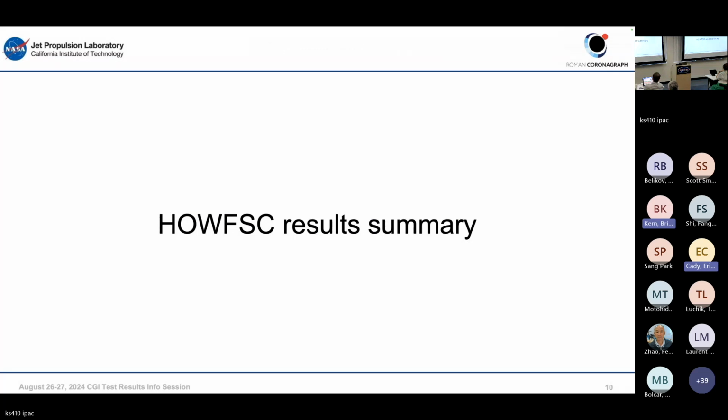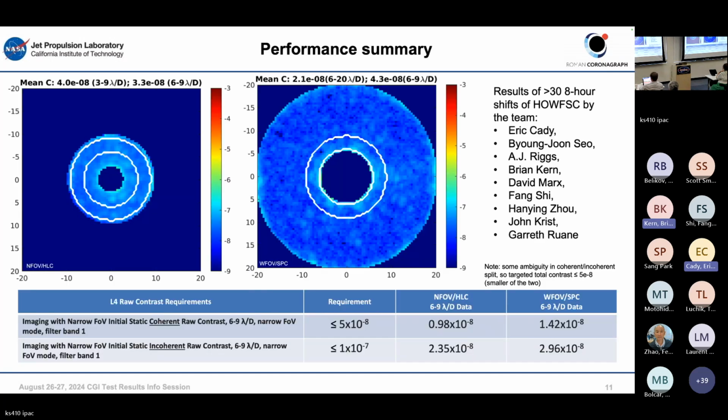All right, so I walked you through the architecture. Here is, I think, the moment many of you have been waiting for. This is how HOFUS did. Over the course of over 30 shifts, from a lot of people, many of whom you've seen today or will see tomorrow, we did manage to get good dark holes in with two different coronagraph architectures. On the left is the band 1 narrow field of view with the HLC mask. This one makes a dark hole from 3 to 9 lambda over D. We only need 3 to 6 by requirement.